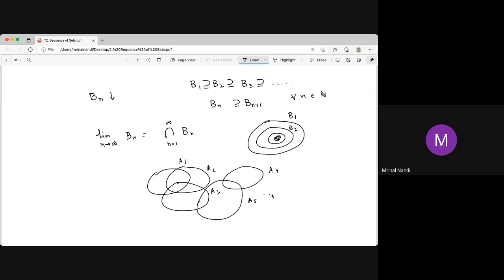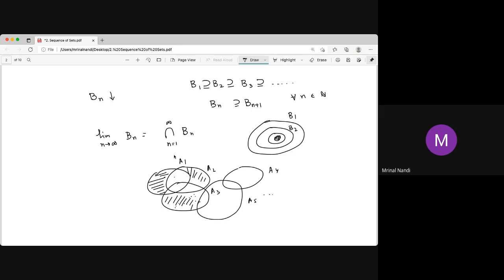Now B1 is the union of all this. What is B2? B2 is just we drop A1. That means we are dropping this part, but other elements are already in A2. That means it is in the union for k equal to 2 to infinity. Next we are dropping the A2 part, where it is not in the other set. We are dropping this part, and then we are dropping this A3 part.